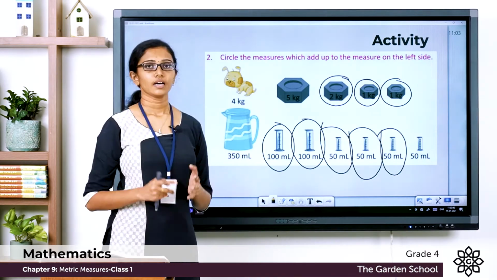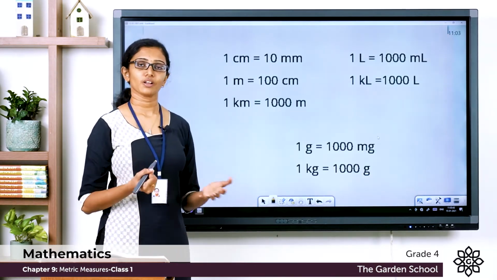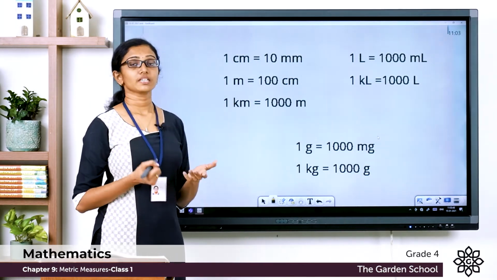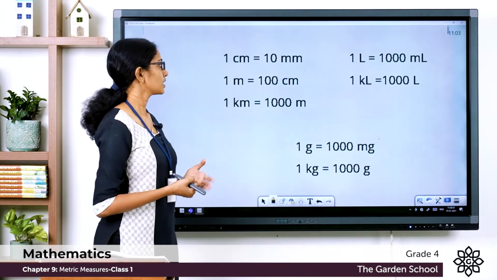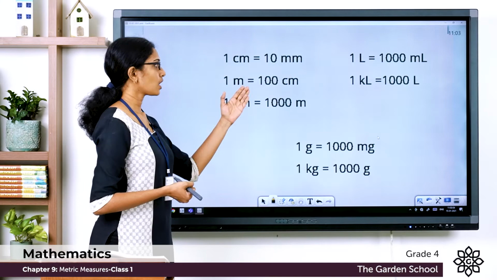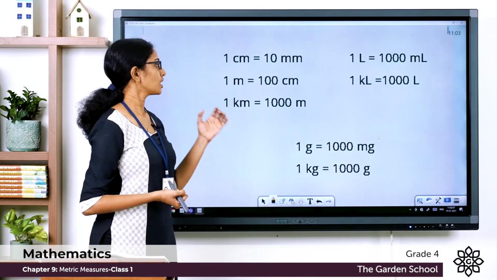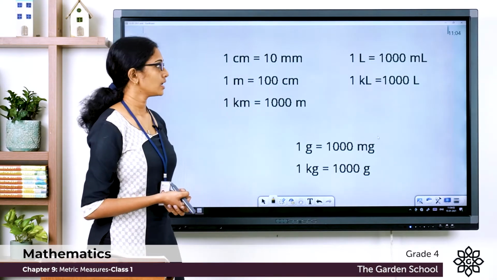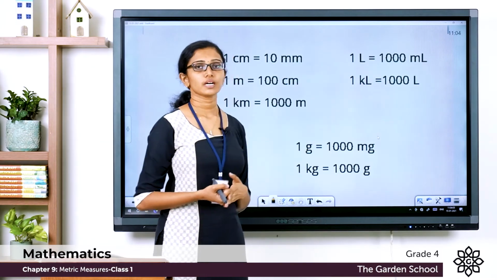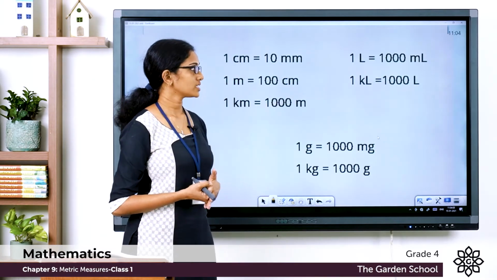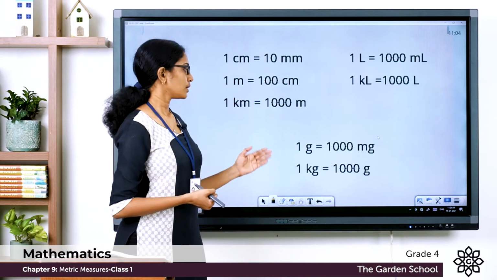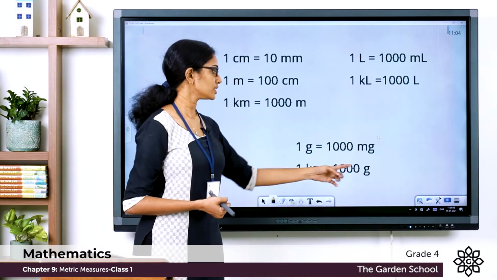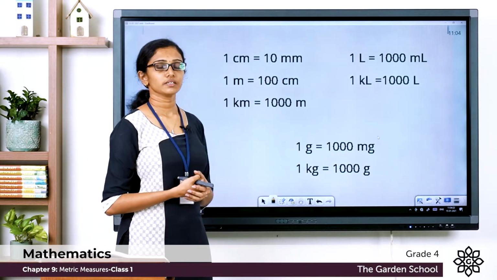I hope you got these correct. Now let's have a look at a few units that you have already learned in your previous classes. Let this be a revision. You know, 1 centimeter is equal to 10 millimeter. 1 meter is equal to 100 centimeter. 1 kilometer is equal to 1000 meter. And 1 liter is equal to 1000 milliliter. 1 kiloliter is equal to 1000 liter. And 1 gram is equal to 1000 milligram, whereas 1 kilogram is equal to 1000 gram. You have to keep these units in your mind.